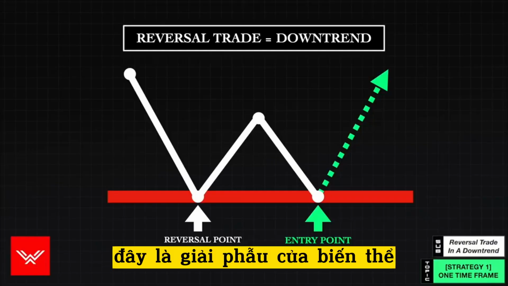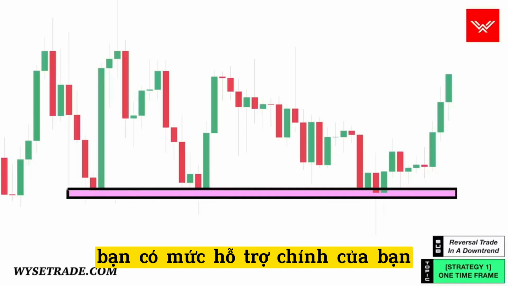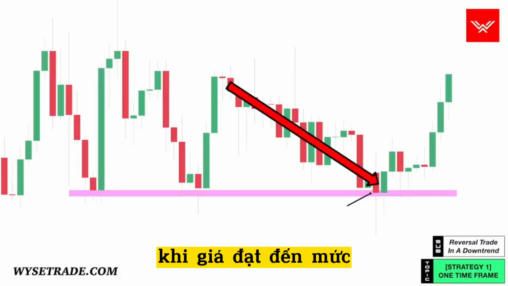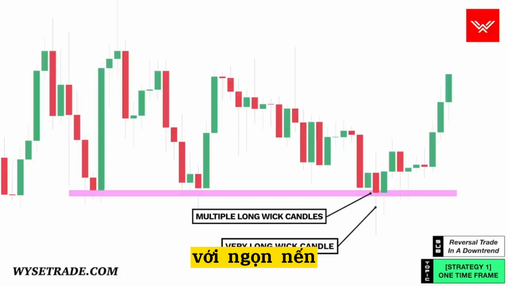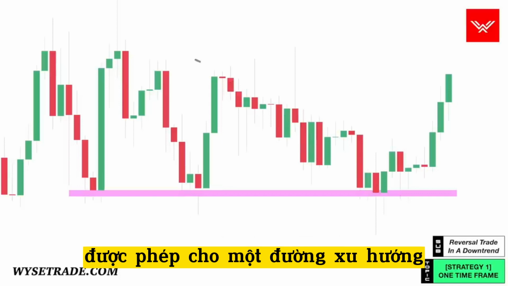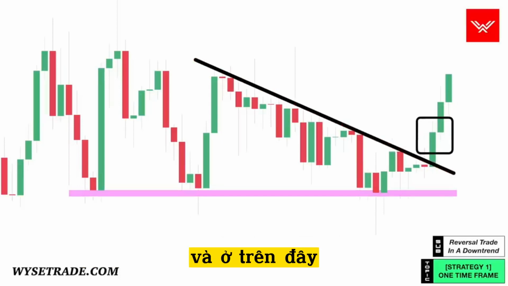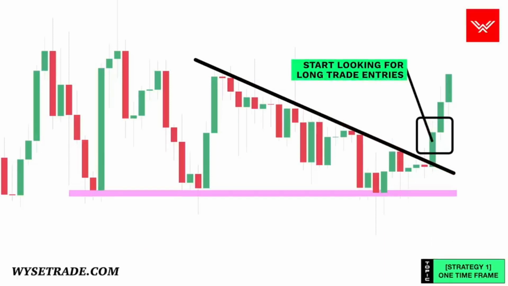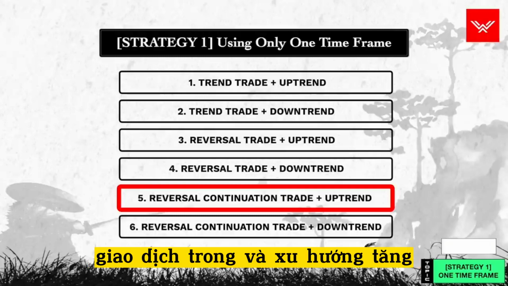Here is the anatomy of the variation. Now on the charts, you have your key level of support because of these two reversal points here. As price reached the level, you had multiple long wick candles, including a very long wick candle. This setup here allowed for a trend line to be placed like this. Once you had your break through and above here, the reversal is confirmed, and then that is when you would take a long trade entry. So next, a reversal continuation trade in an uptrend.